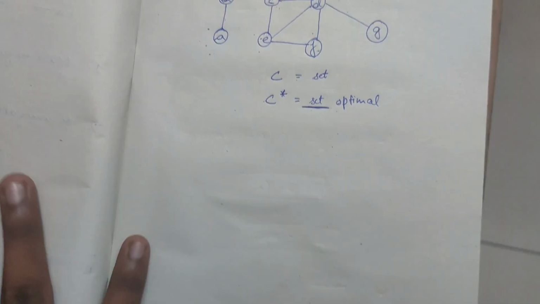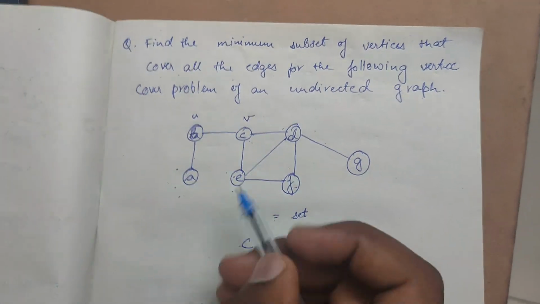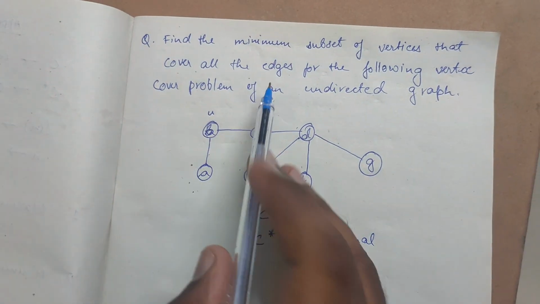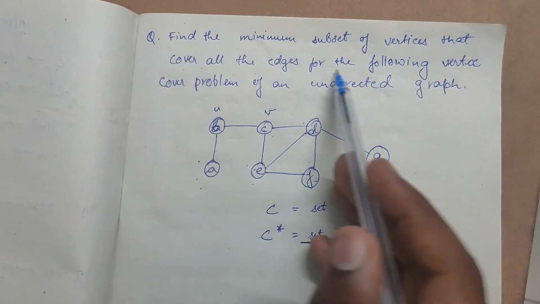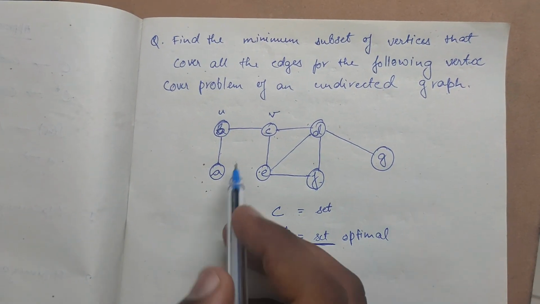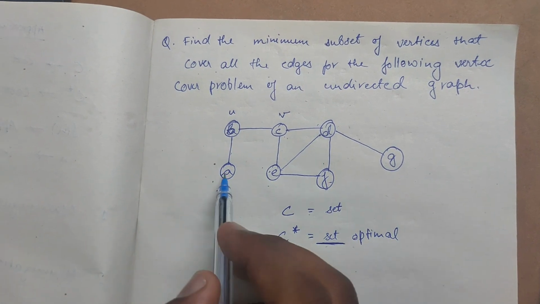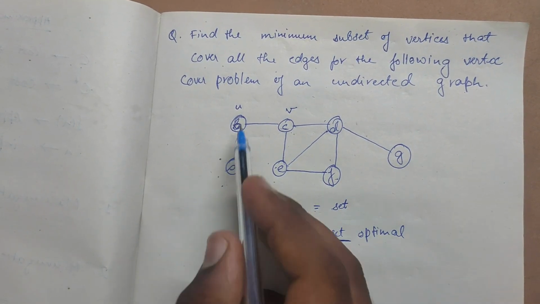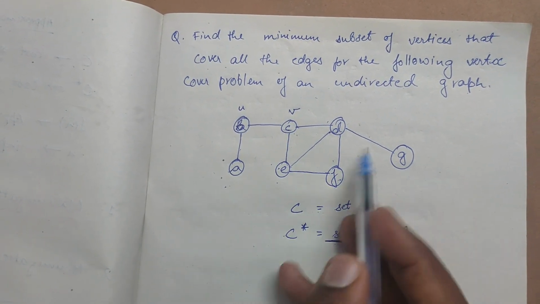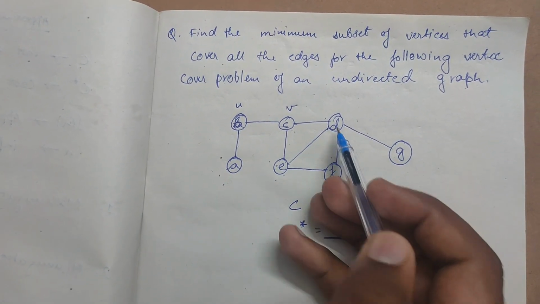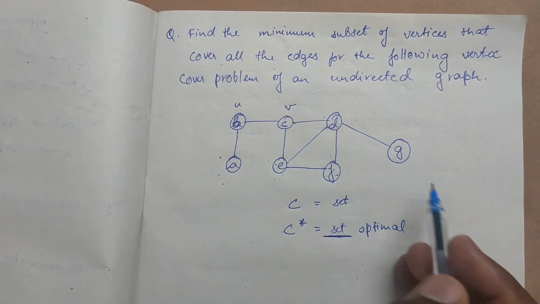Let's look at one more question which was asked in our test 2. Find the minimum subset of vertices that cover all the edges for the following vertex cover problem of an undirected graph. The graph is given. You have vertices A, B, C, D, E, F and G, and you have these edges, and you have to select the minimum number of vertices so that you cover the whole graph.